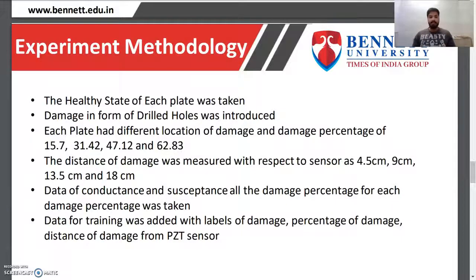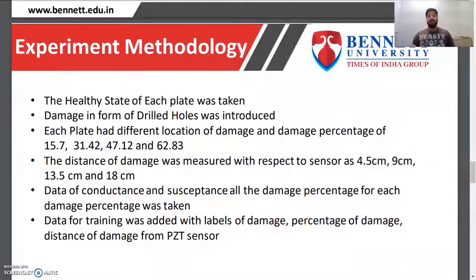The damage percentages we used were 15.7, 31.42, 47.12, and 62.83, and the distances were taken in multiples of 4.5. So the first plate had a distance of 4.5 centimeters from the sensor, then 9 centimeters, then 13.5, and then 18 centimeters. Data was acquired in the form of conductance and susceptance, right?